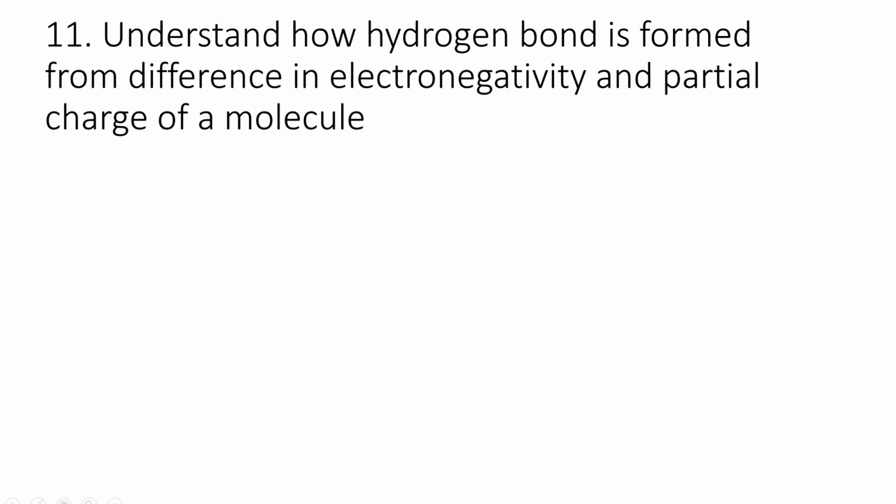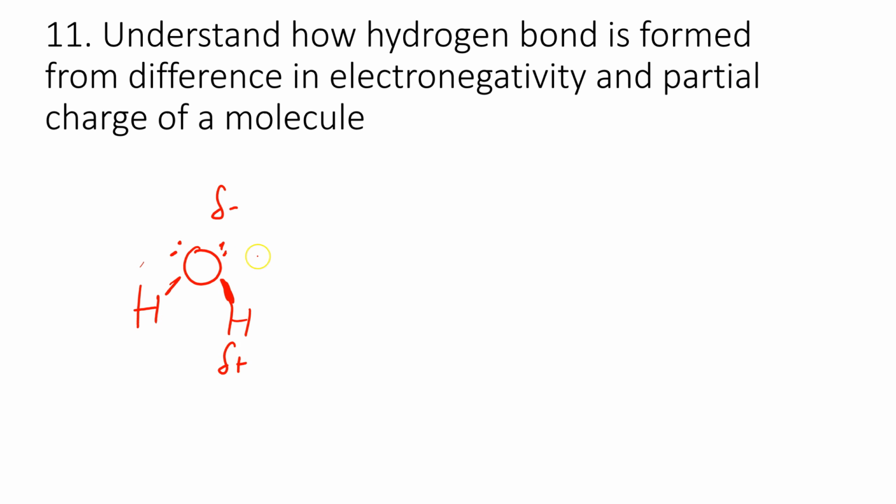Understanding how a hydrogen bond is formed from differences in electronegativity and partial charge of a molecule. A classic example that we will use is water, right? Water is made of two hydrogens and one oxygen in the middle, and they form a water molecule by having covalent bonds. But oxygen is more electronegative than hydrogen, so oxygen is going to pull the electrons toward itself. Because of this, oxygen is partially negatively charged and hydrogen is partially positively charged.